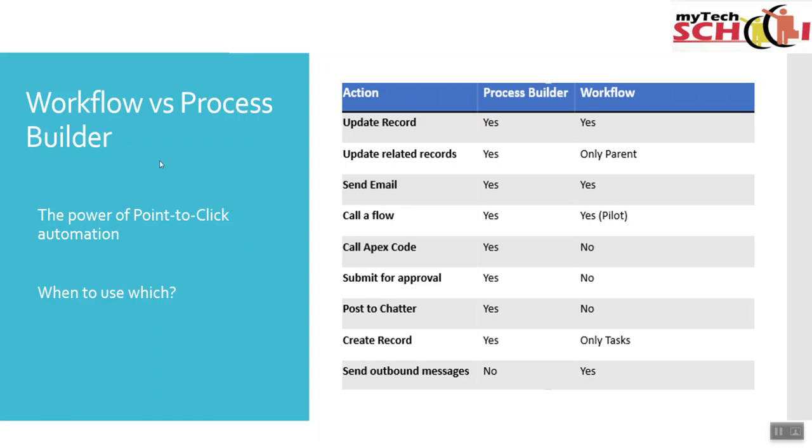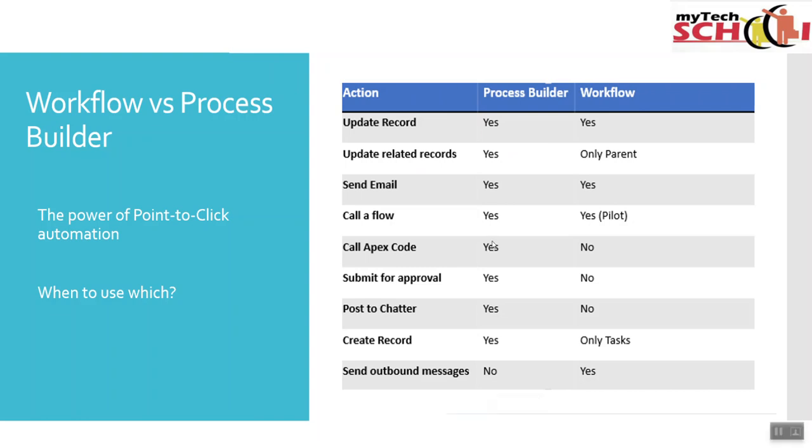There are actually two systems or features that you can use to do this. One is called a workflow. The other one is called a process builder. As you can see, I created this quick chart for you guys to see when to use which and which of these systems is able to do what. So if you want to simply update the record, you can use process builder or workflow. It doesn't matter. If you want to update a related record, you definitely want to use a process builder, as workflow can only update the parent record.